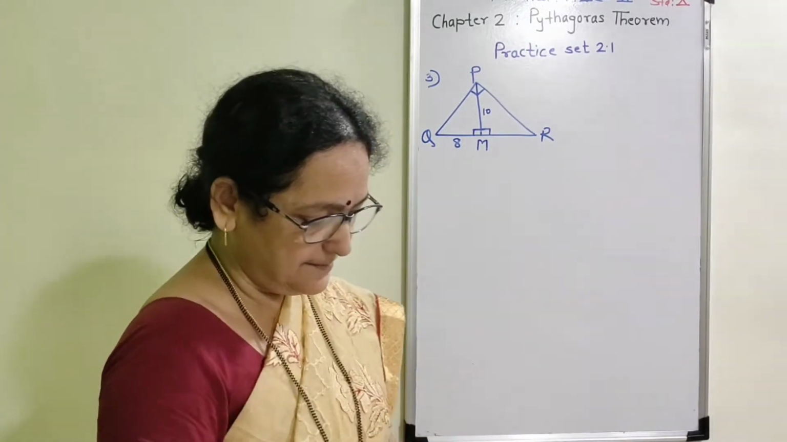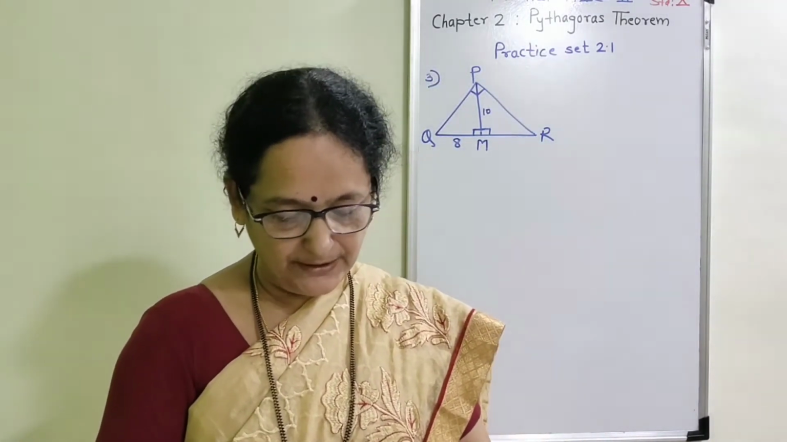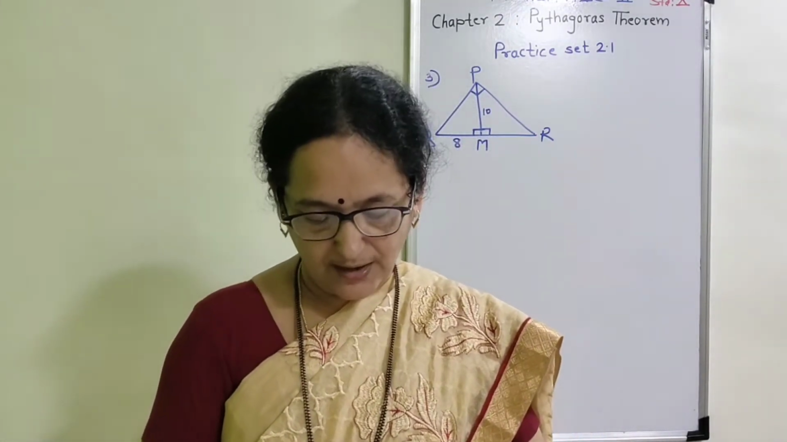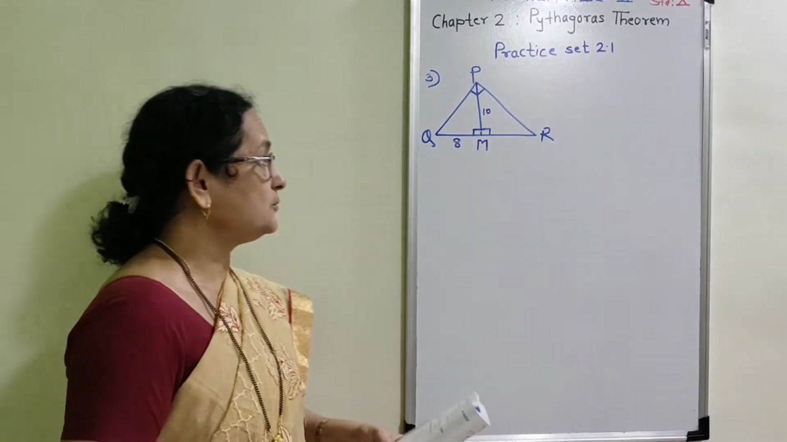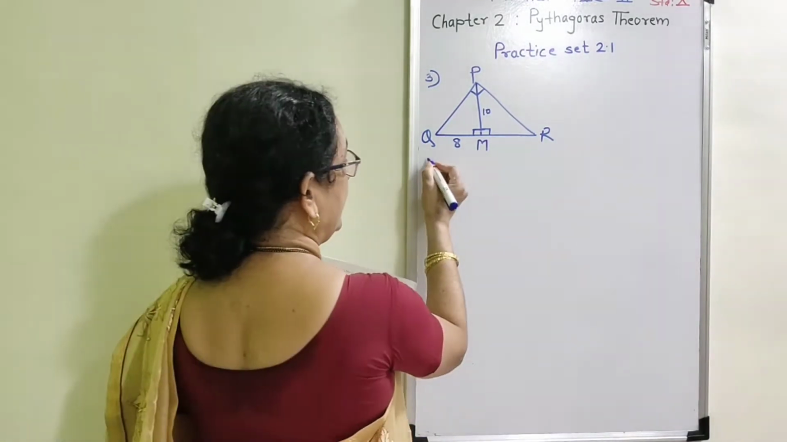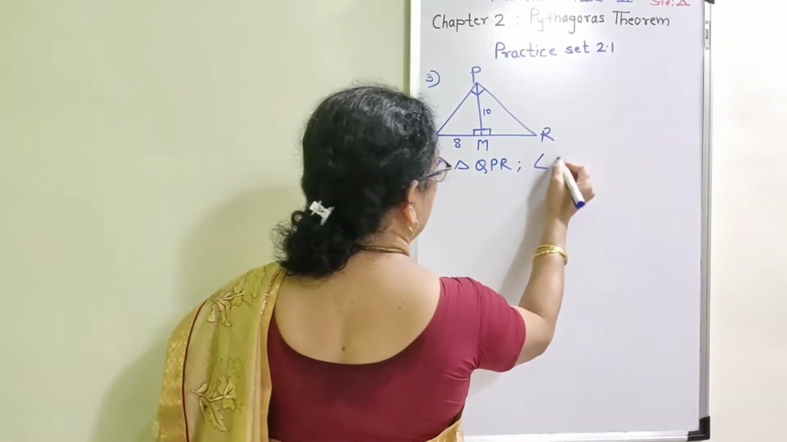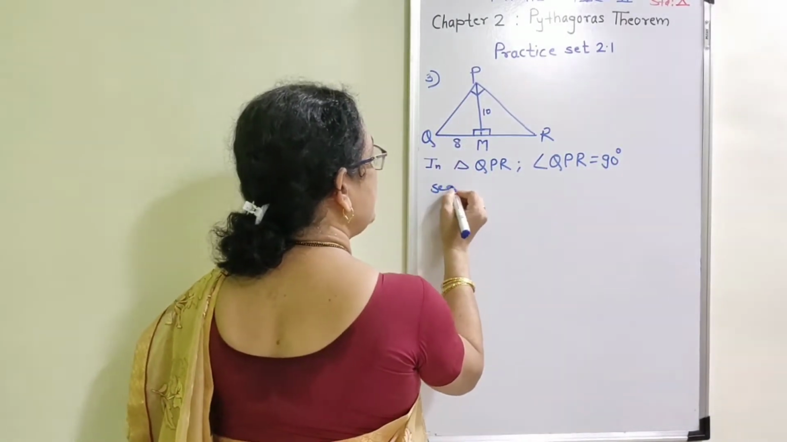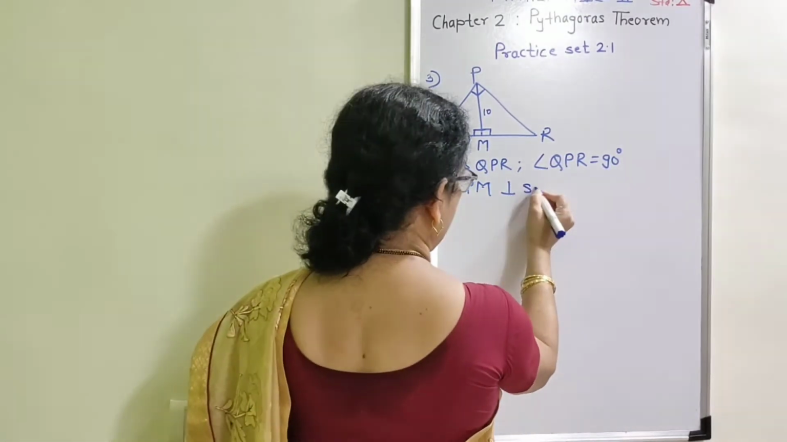Now I am going to read the example. In bigger triangle QPR, angle QPR is equal to 90 degrees. Segment PM is perpendicular on QR, and they have mentioned the betweenness Q-M-R. PM is given as 10 units and QM is given as 8 units. Now here also write the name of the bigger triangle. In triangle QPR, angle QPR is equal to 90 degrees, and segment PM is perpendicular on segment QR.